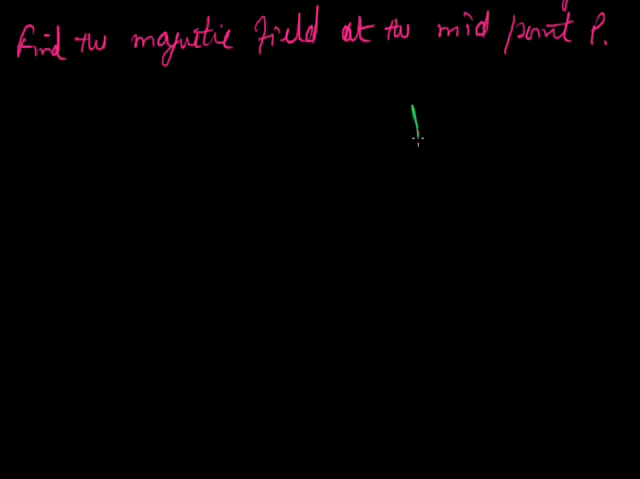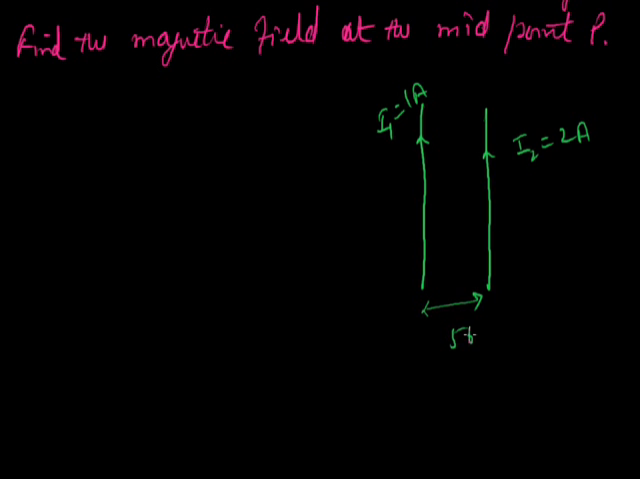P. These are the two wires placed parallel. Here is current I1, that's 1 ampere. Here is current I2, that's 2 ampere. This distance is given by 50 centimeter. A point is here, it is 25 centimeter. This point is P. We have to find the magnetic field at this point.